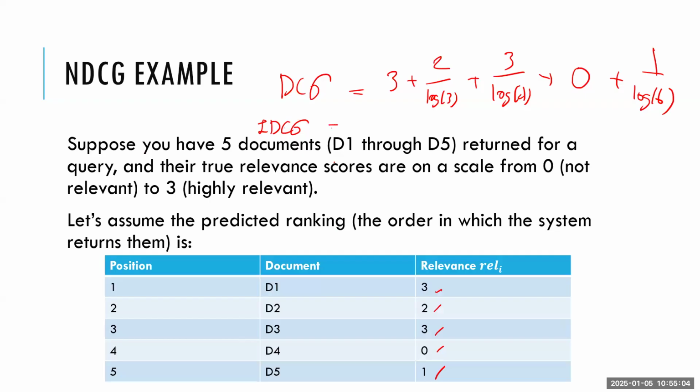So for the ideal DCG, you actually have to sort this to the perfect ranking. So what should be the perfect ranking? You would have D1 and D3 at the top, followed by D2, followed by D5, and then followed by D4. You want the ones with the score 3 to be at the top, and then 2 will go down, and then 1 and 0. So you want to sort the score. So that is the perfect ranking.